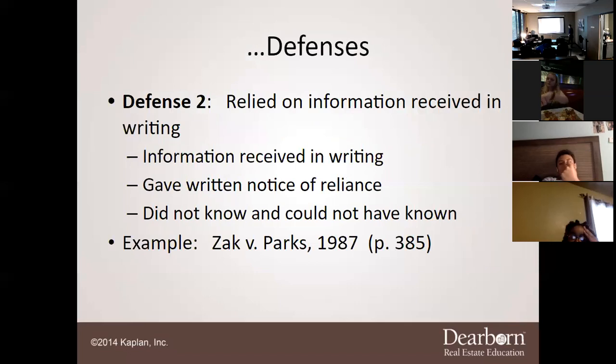Defense 2. So if you relied on information received in writing, remember we've always said if it's in writing, then it's correct. So if I had information in writing and I relied on it, I could have my liability and my damages limited. So if the information was received in writing and gave written notice of reliance, so if I have the info in writing and I say, yeah, I acknowledge this form, and that I did not know and could not have known. So even in writing can be construed, but it would still limit any damages that you would have to pay because you had it in writing. And there was a court case in 1987, also in your book.